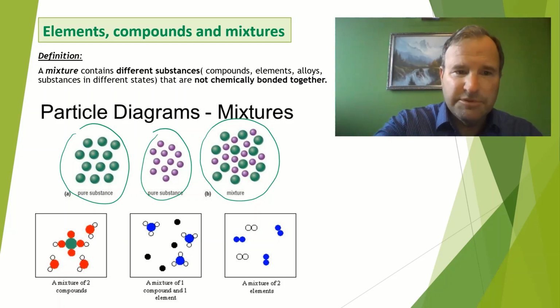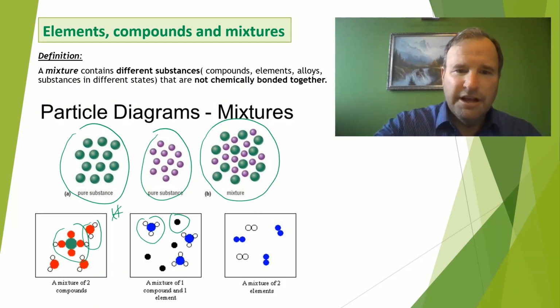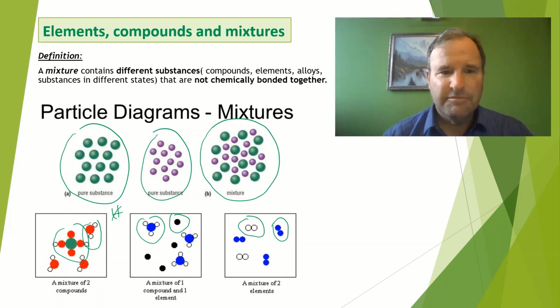Here's the different types of mixtures that we can have. A mixture of 2 compounds. There's one there, which is different to that one. There's another mixture here. That could be ammonia. That could be the monatomic neon gas floating around. And then you've got 2 different types of gas. That could be oxygen gas and that could be fluorine gas. So you can have them in all different states also.